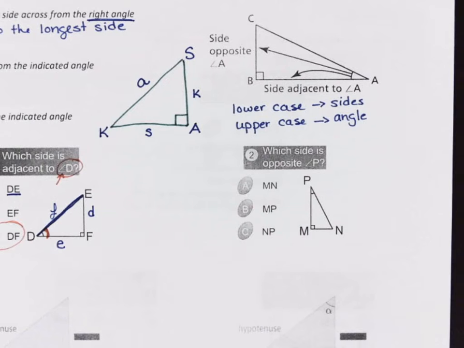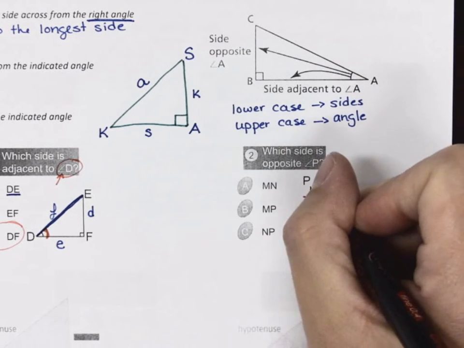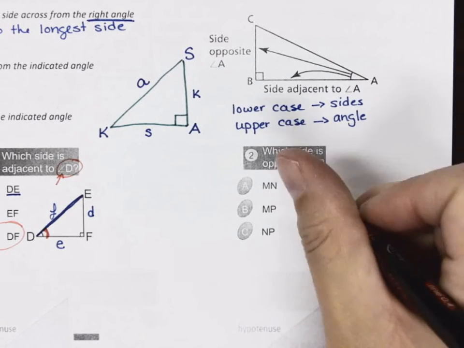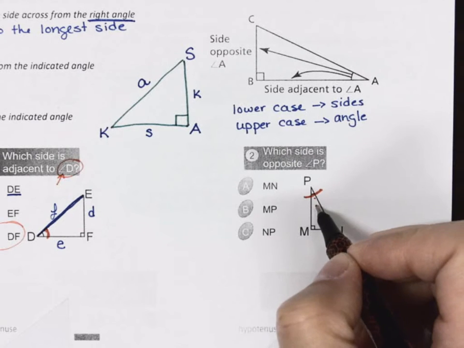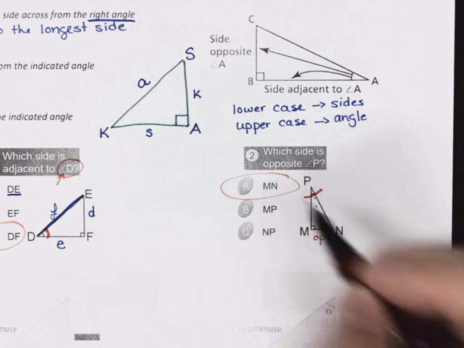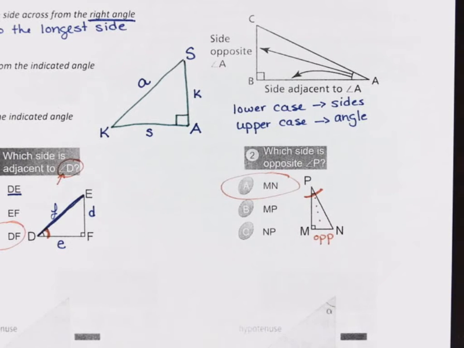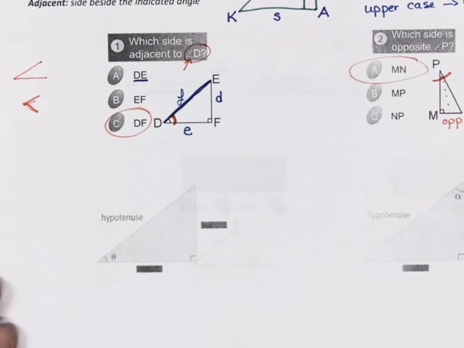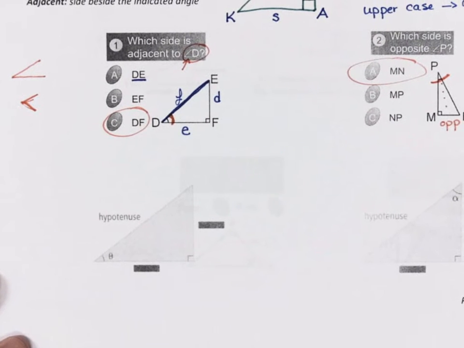Which side is opposite to angle P? Which one? MN, because it's angle P. PN would be my hypotenuse, and so the side right across from it would be my opposite. So that would be the answer. I think you guys are pretty good about labeling sides. Are we good with that? Yeah? You guys can do it?